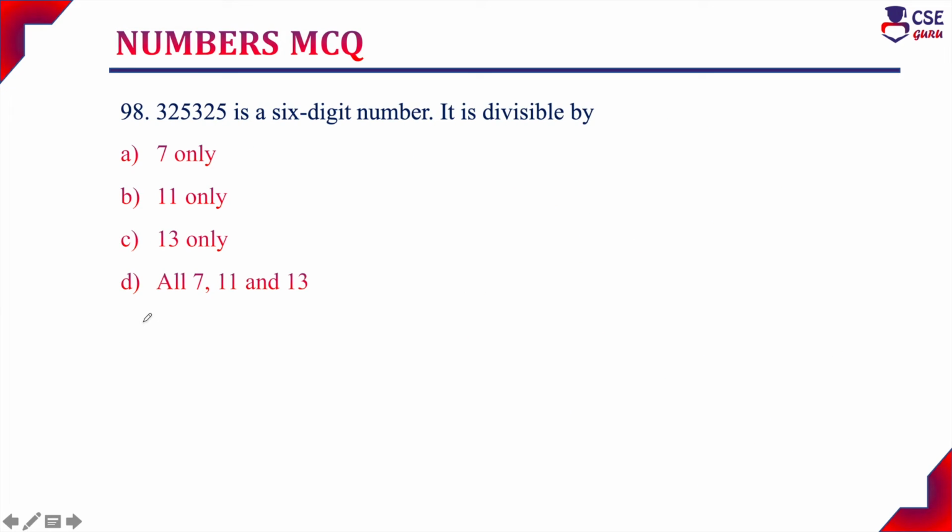Next, problem number 98. 325,325 is a 6-digit number. We need to check divisibility by 7, 11 and 13. So the given number is 325,325. If we are checking divisibility by 7, we will get 46475. So it is divisible by 7.